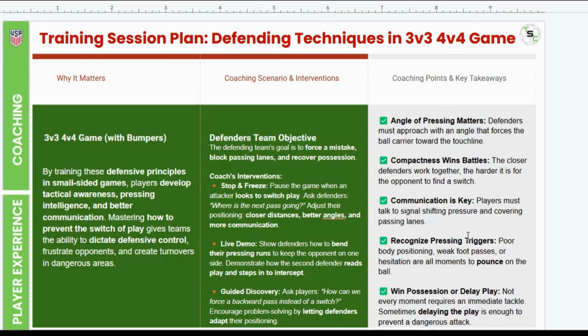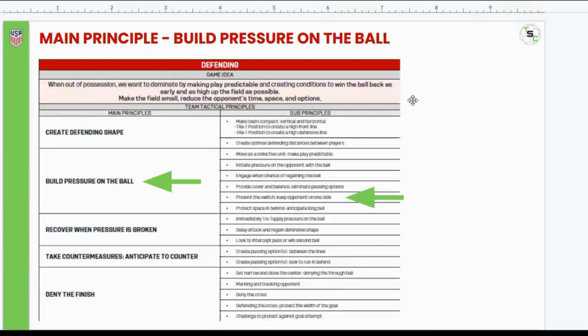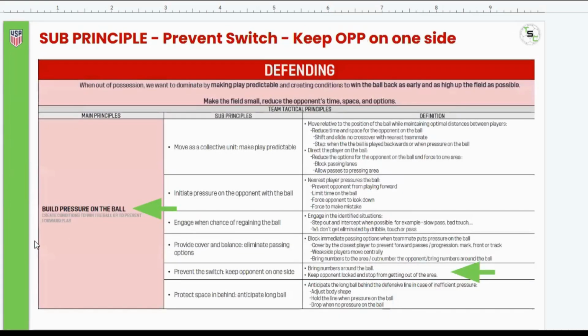Receiving attacker, body positioning. Is the ball going to their dominant foot or weak foot? Is it a bouncy ball? Is it in the air, etc. And obviously, this is a big one. You'll try to win possession if you see that there's an opportunity to challenge the ball and win the ball. Main principle, obviously, we're building pressure on the ball. And the sub principle, you try to prevent the switch by keeping the opponent on one side. And then the how, so build pressure, prevent the switch.